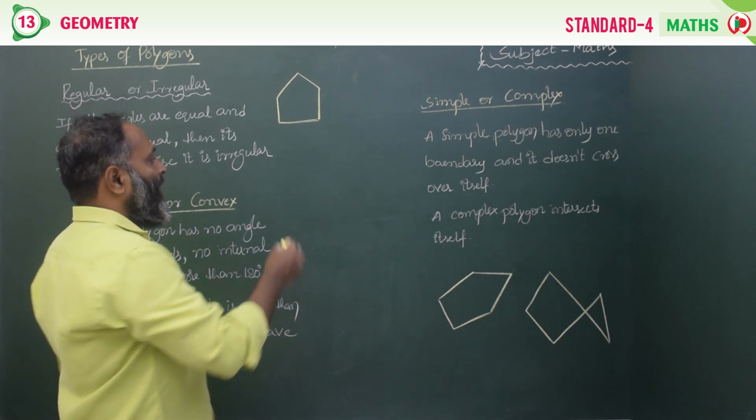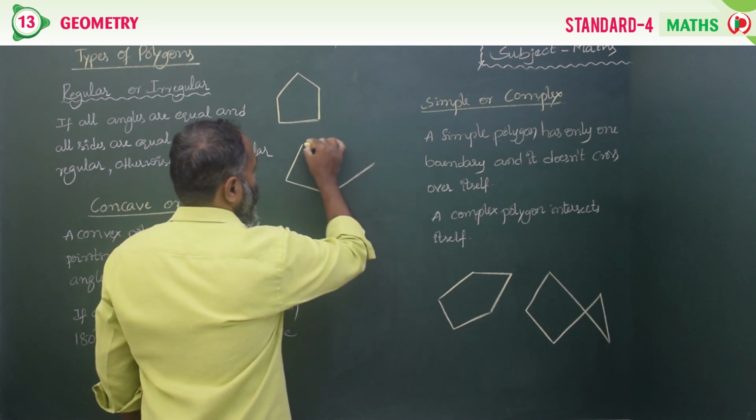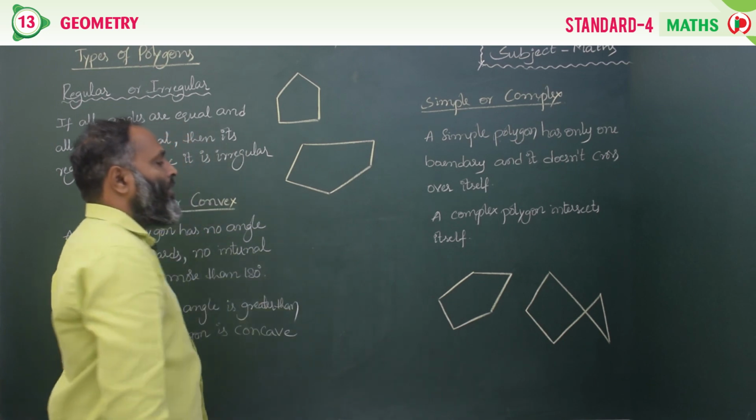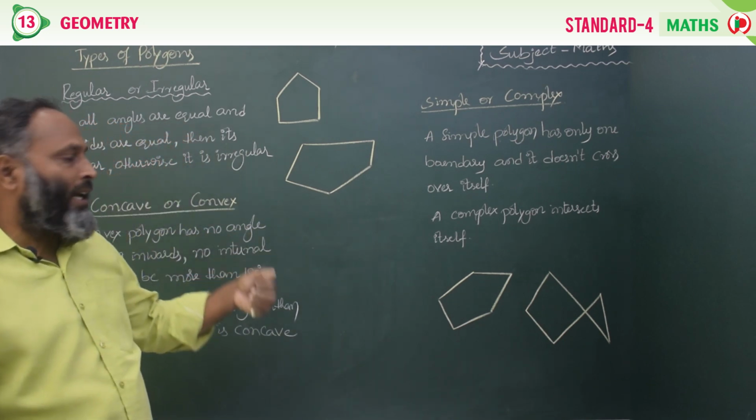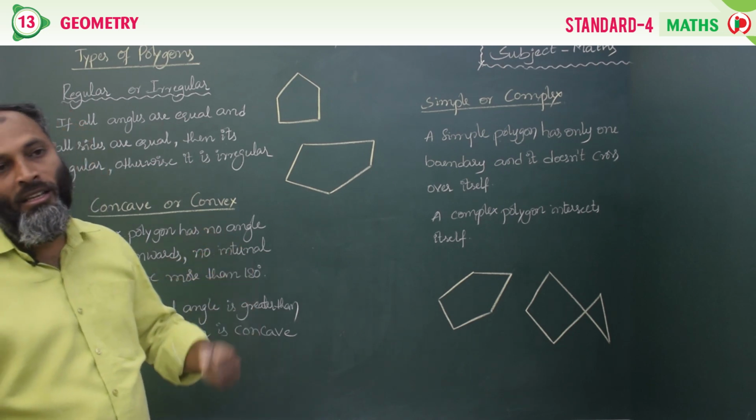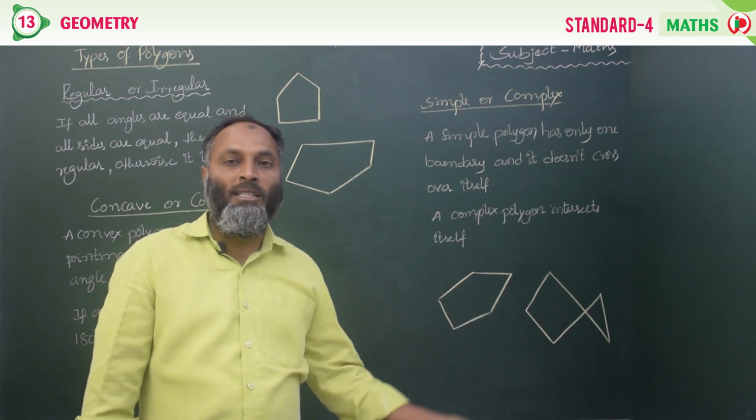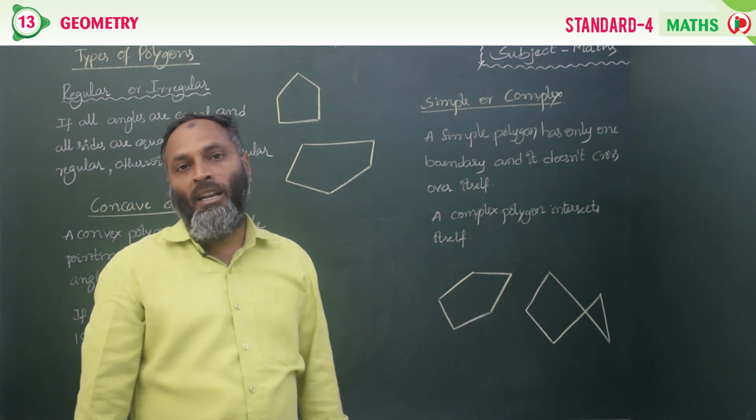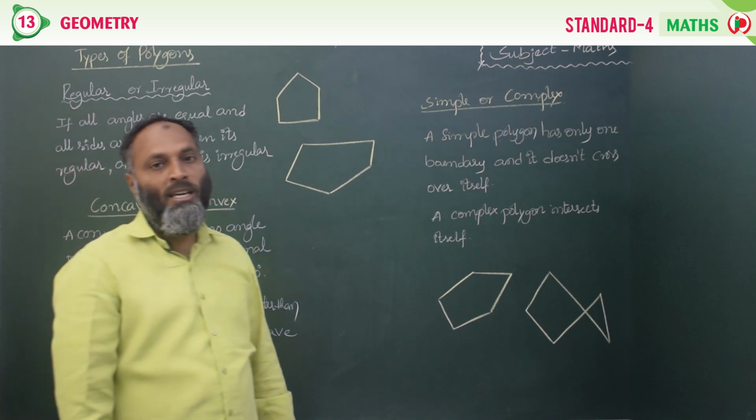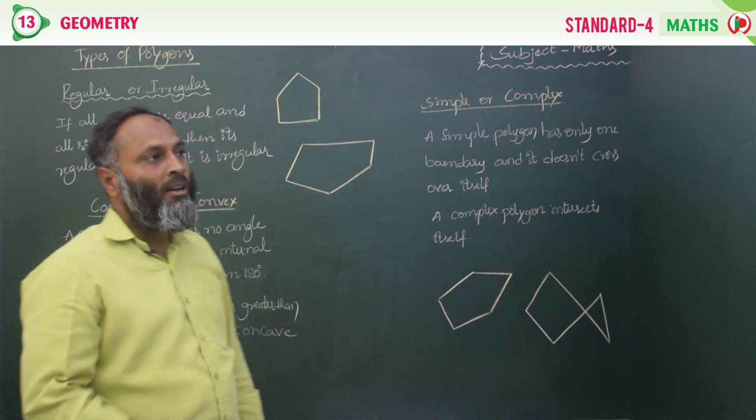In an irregular polygon, how is it? This is an irregular polygon. Here sides are different and angles are different. If sides and angles are different, then that is an irregular polygon. In a regular polygon, all the sides and angles are equal, and in an irregular polygon, sides and angles are different. This is the difference between regular and irregular polygons.